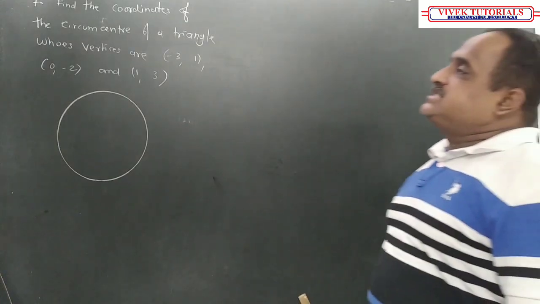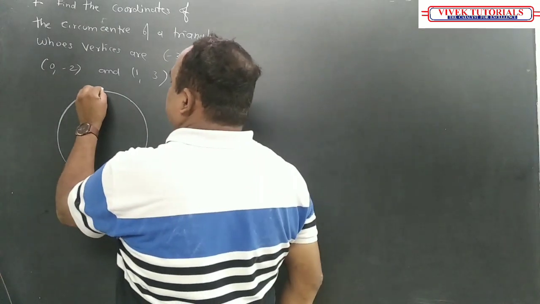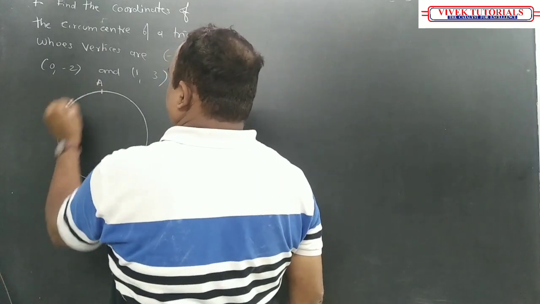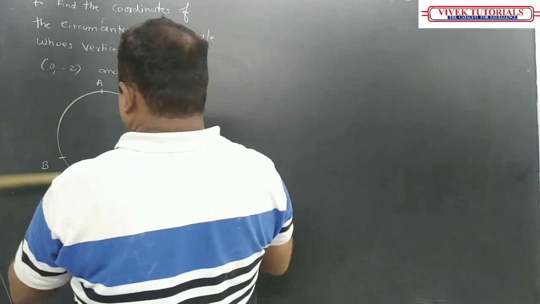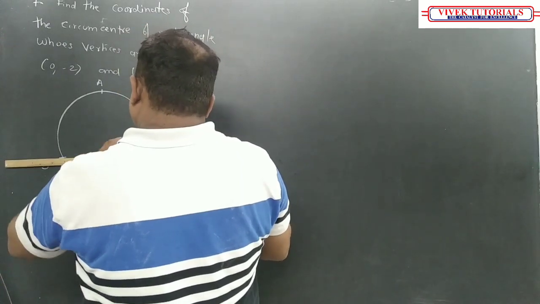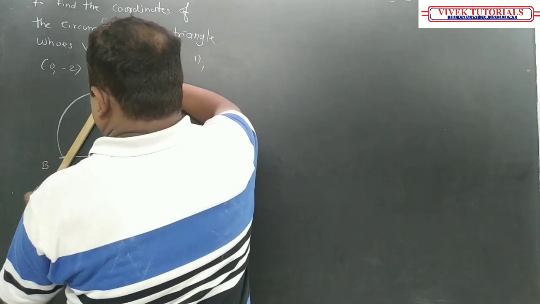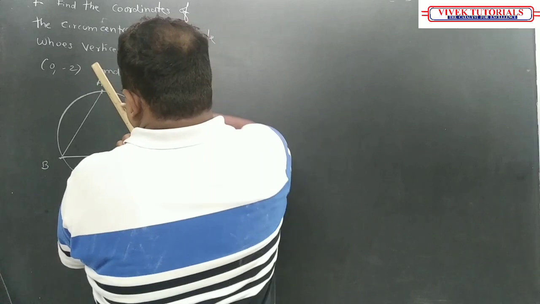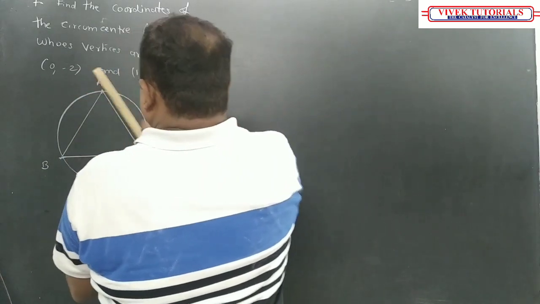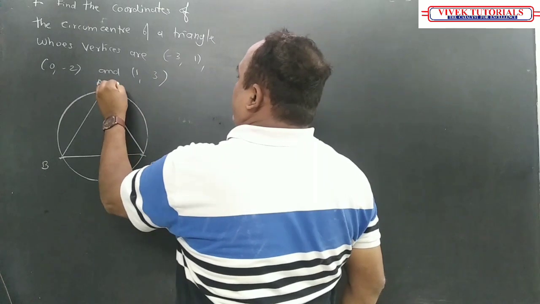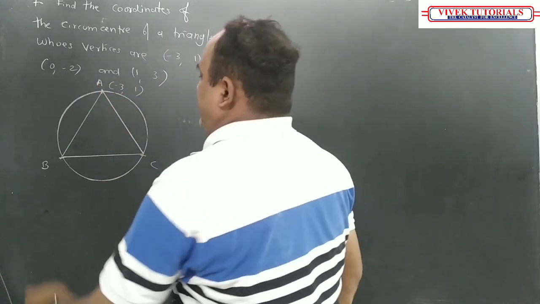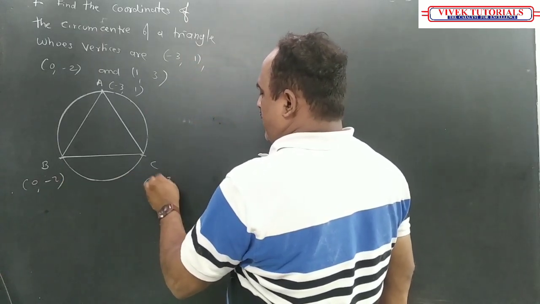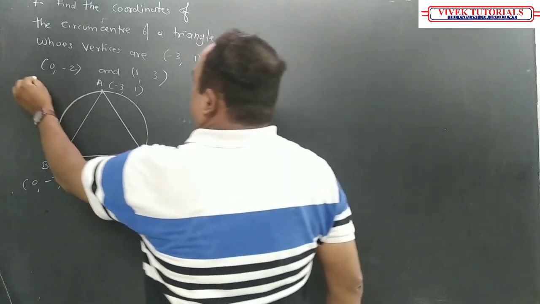I told you that circumcircle is a circle which passes through the vertices of a triangle. Suppose A, B and C are the vertices of a triangle and this is the circle which passes through all these three vertices. Okay? So A we will take as (-3, 1). B we will take as (0, -2). And C we will take as (1, 3). Is it right?